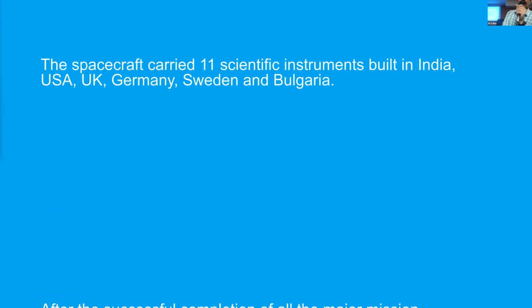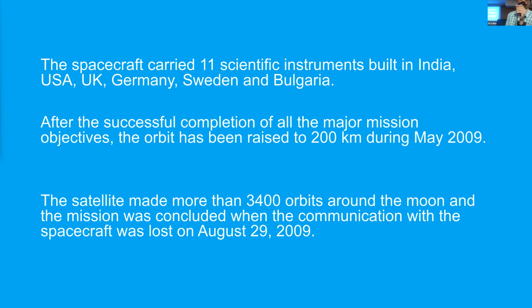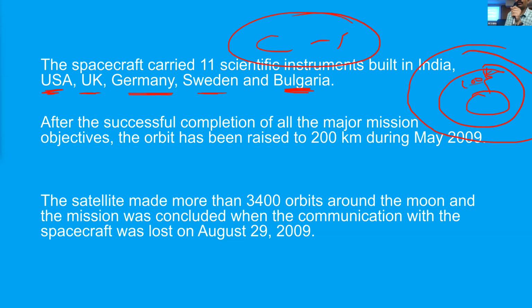So Chandrayaan-1 has 11 scientific instruments. Yes or no? So in that 11, India has 5. Other countries gave the other payloads, while these were done completely by India. Bulgaria has also given its instrument to carry it with Chandrayaan-1. So after rotating around the moon for a few months in a 100 kilometers orbit, we raised the orbit to 200 kilometers in order to study its atmosphere and other further studies.